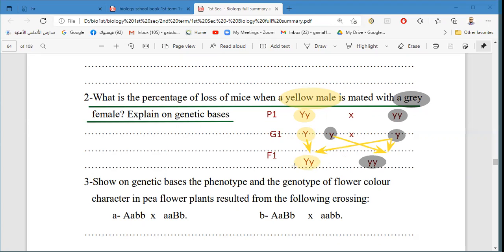So what is the percentage? 50%. 50% yellow and 50% gray. Okay, is it easy? Yes. Okay, let's move to another one.